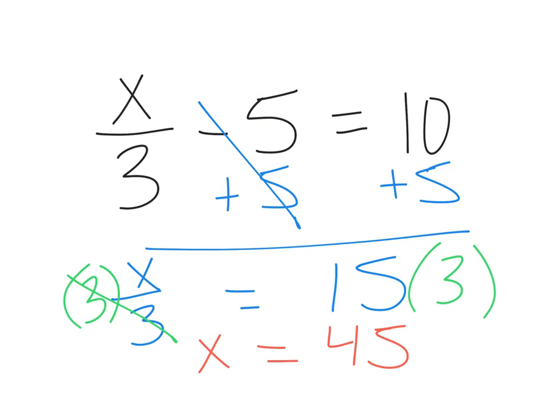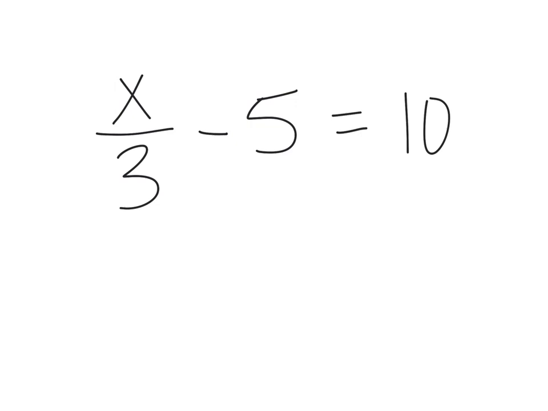Again, especially since now we had to do two things, it's great to double check that answer. If I plug 45 in here for x, that should make that top statement a true statement. If I took 45 divided by 3, that would give me 15. 15 minus 5 absolutely is 10. So therefore we did do that correctly. Okay, so that's what we will see there in solving for x. You'll see a couple of those.